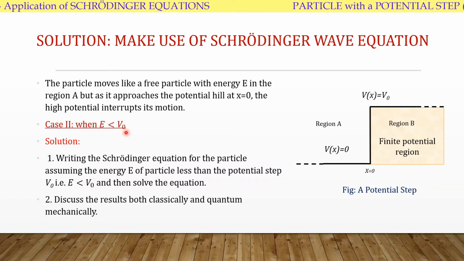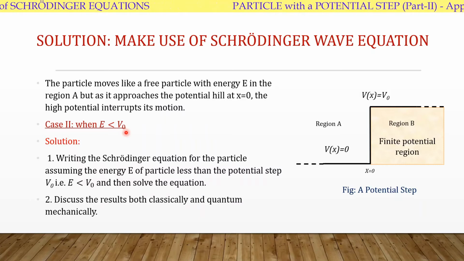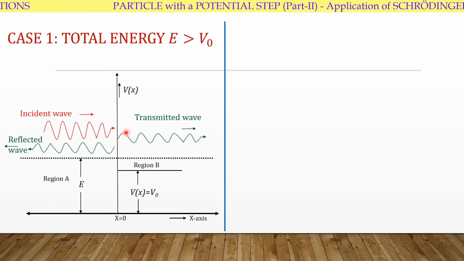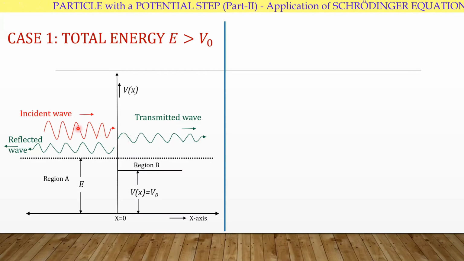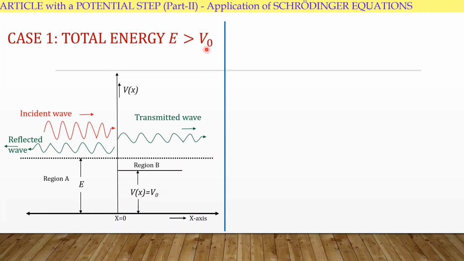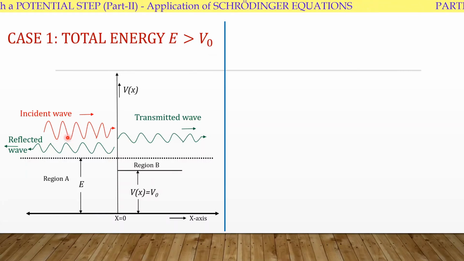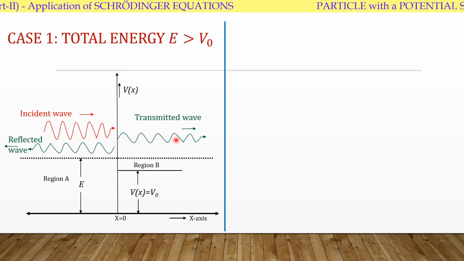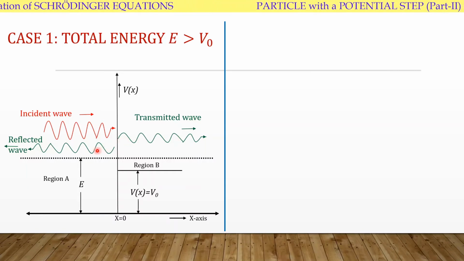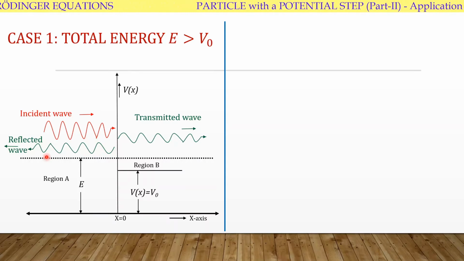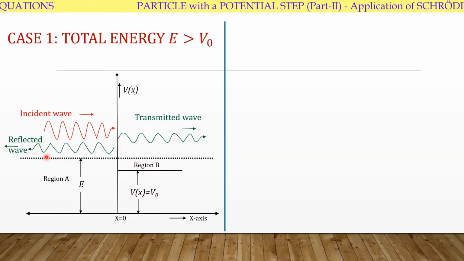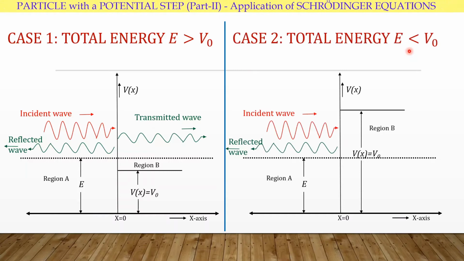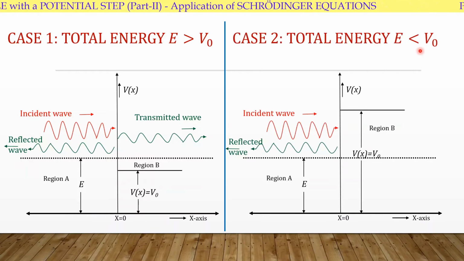And we will discuss our results both in classical viewpoint and quantum viewpoint. So in the previous lecture, the results were shown in this figure, that when the energy of the particle was greater than the potential step, the resulting wave associated with the particle was able to get transmitted into the next region, but it had also certain finite probability to get reflected back in the same region A. But now we will discuss this case of energy less than the potential step.